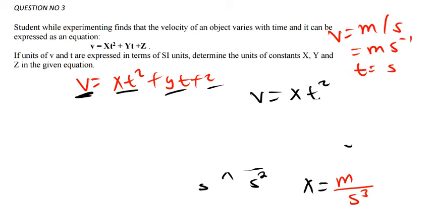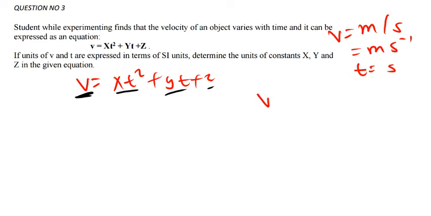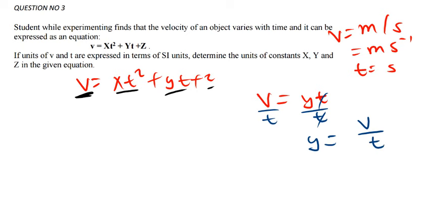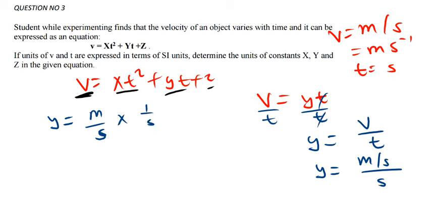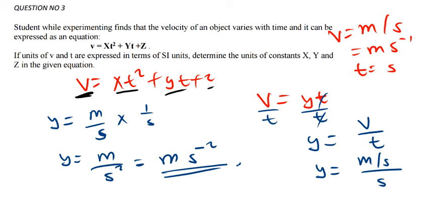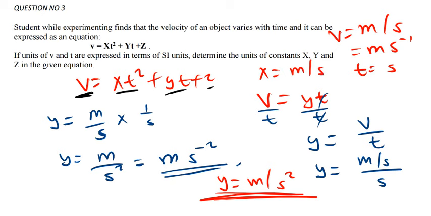Next, you also get v to be equal to y times t. We want to find the SI units of y, divide both sides by t. So y will be equal to v over t. v is meters per second, t is seconds. So y will be equal to meters divided by seconds, then times the reciprocal, which is 1 over s. So we'll have m over s squared. This is the same as m s to the power negative 2. So these are the SI units for y. You can also say y is meters per second squared. That is just okay. Even the one we had, you say x is equal to meters per second to the power 3. That is just okay.